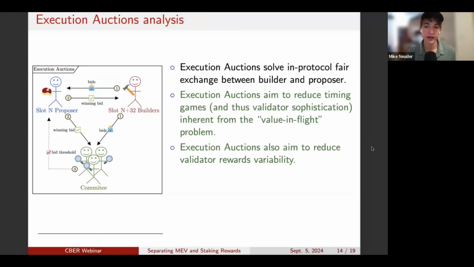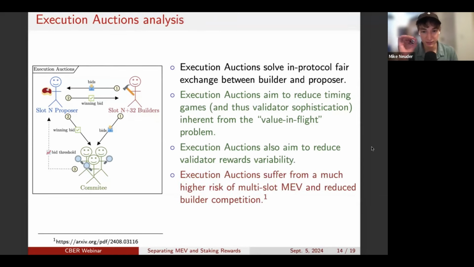And they also do reduce the validator rewards variability in the exact same way, which is this bid thresholding, ensuring that most of the MEV that is captured in this auction, most of the revenue generated by this auction, is actually just destroyed or smoothed among everyone. However, this seems like a silver bullet. You're like, Mike, you asked for two things and an execution auction checks both of them.